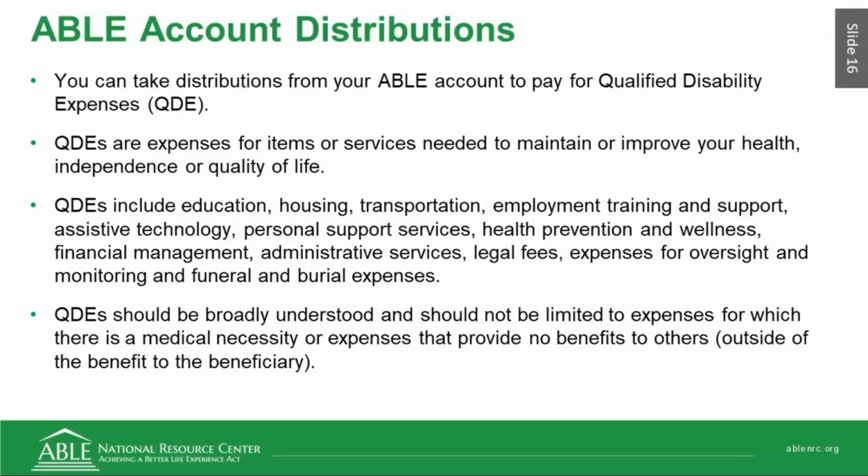And we've got this fairly long list of representative QDEs. What they say in the regulations is that it includes, but is not necessarily limited to, these things. And we'll be talking about those throughout: education, housing, transportation, employment training and support, assistive technology, at times we may just refer to that as AT, personal support services, health prevention and wellness, financial management, administrative services, legal fees, expenses for oversight and monitoring, and funeral and burial expenses.